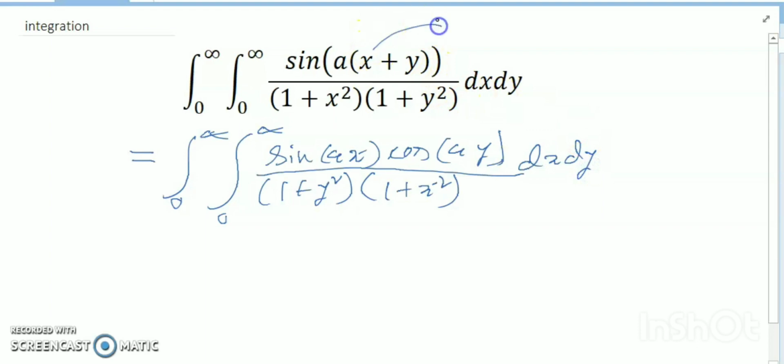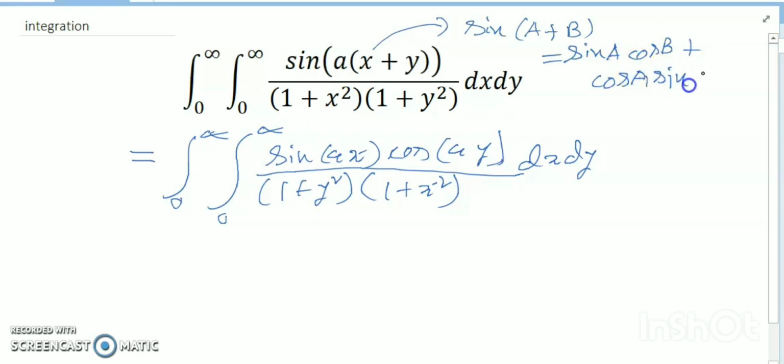Just break down the sine a plus b formula. Sine a plus b equals sine a cos b plus cos a sine b.